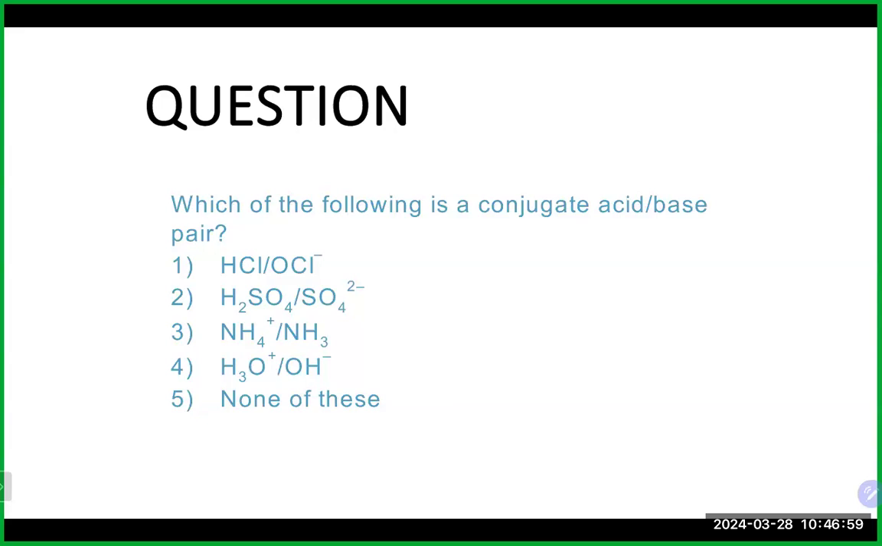Let's take a look at the first one here. We've got HCl, and we've got, I don't know why books always write it this way, ClO minus basically. The difference here is definitely an H plus difference, but there's also a difference of an oxygen. And that clearly means that these guys are not related to each other. Because one has oxygen and one doesn't, they're definitely not related to each other.